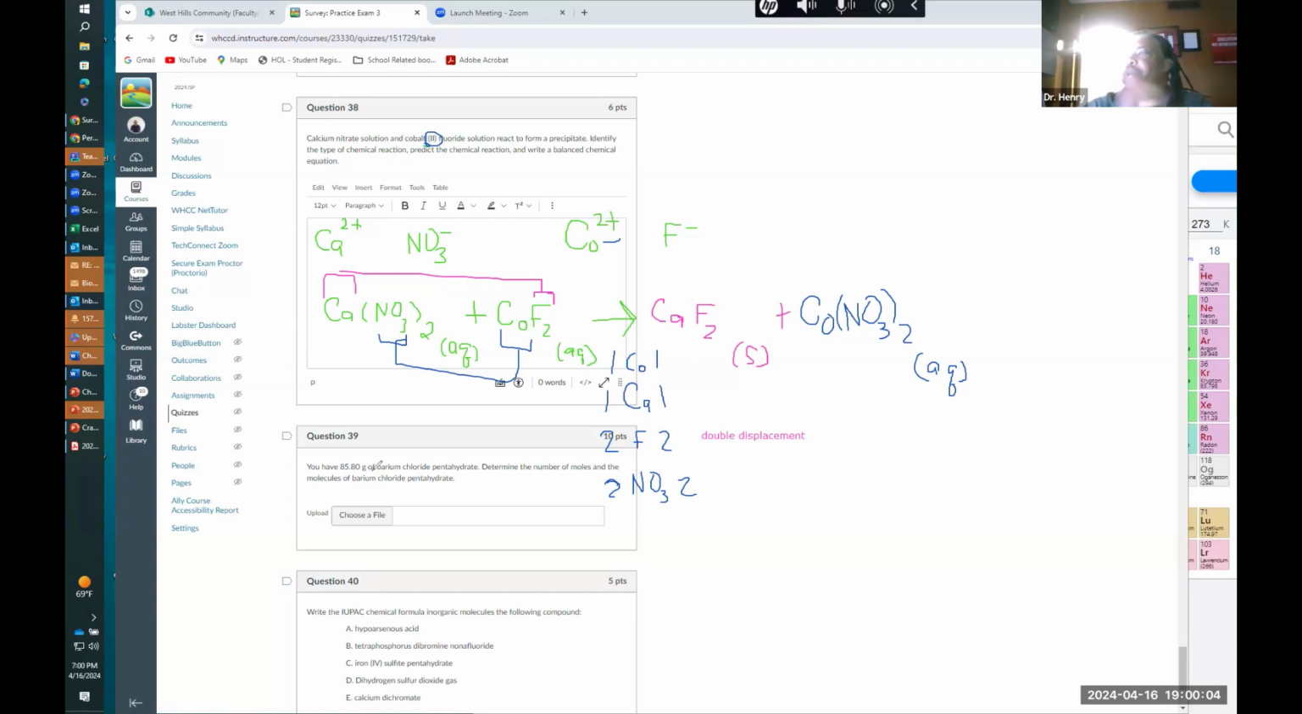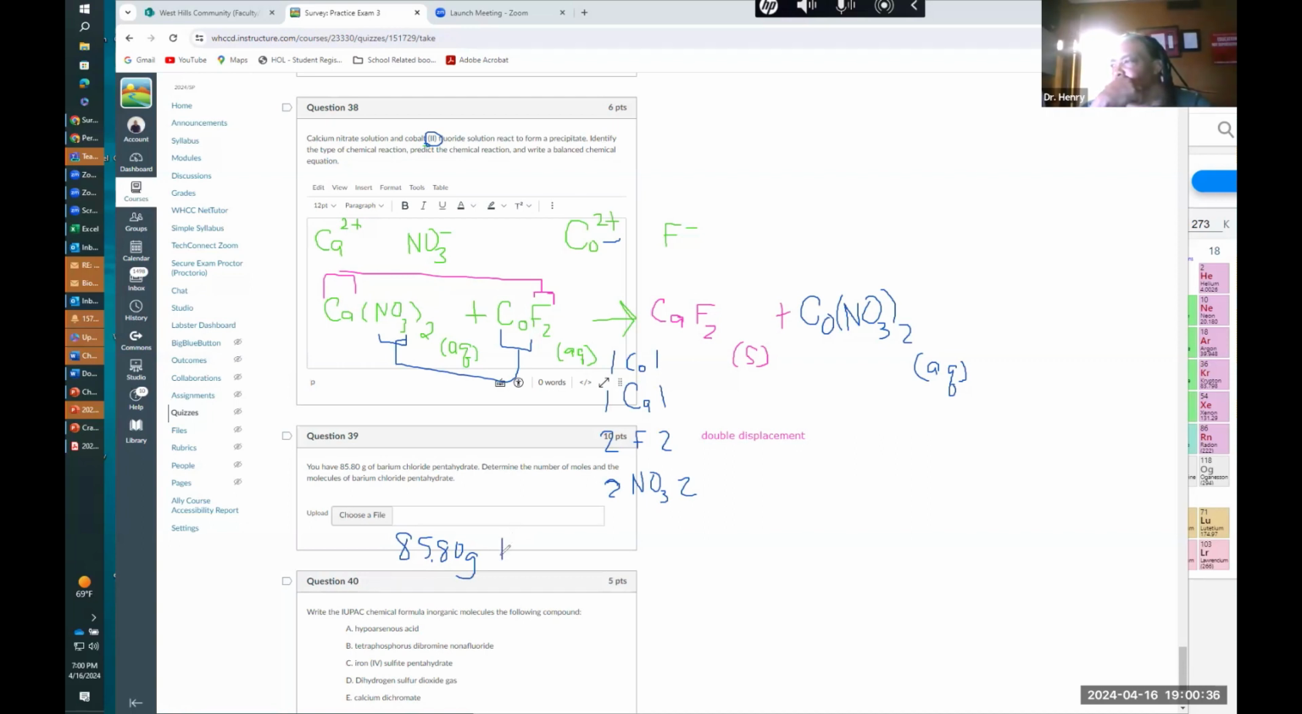It says you have 85.80 grams of barium chloride pentahydrate. Determine the number of moles and the molecules of barium chloride pentahydrate. Okay, so we have 85.80 grams. Now, barium chloride pentahydrate. What is the chemical formula for barium chloride?